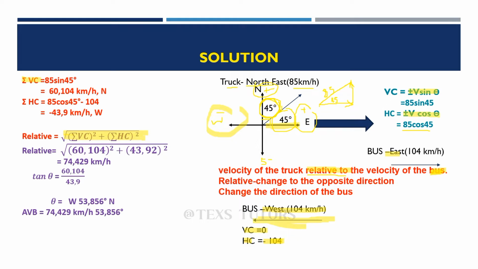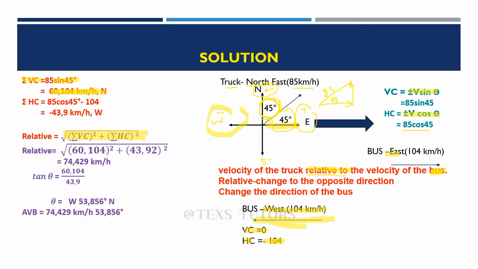We're going to first start off by calculating the sum of the vertical components. If I look at the vertical component of the truck, it's going to be 85 sine 45. If you put this into a calculator, it's 60.104 kilometers per hour. How do we get the direction? The sign in front here is positive. The positive signs that I have are north is positive and east is positive. The one that I'm looking for is vertical. North is moving vertically, so the sign in front is positive. That is why the direction here is north.